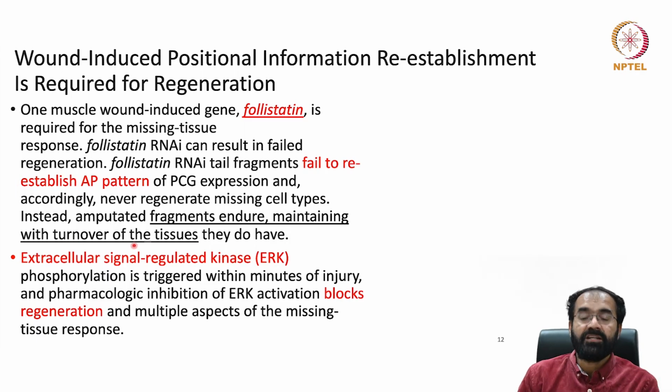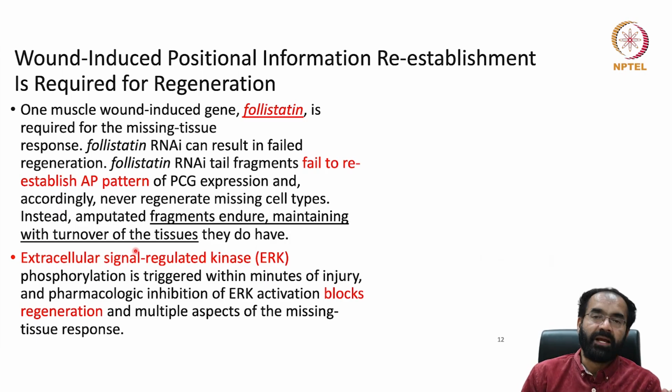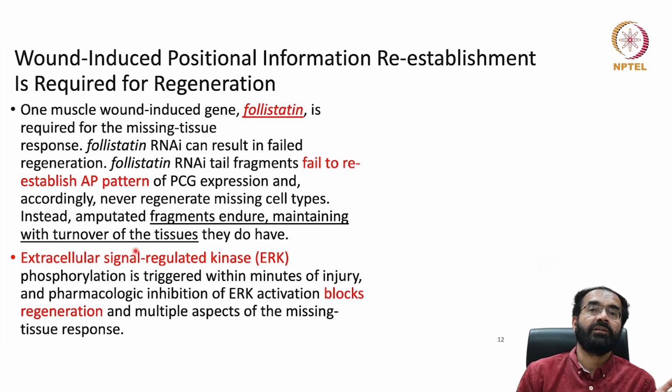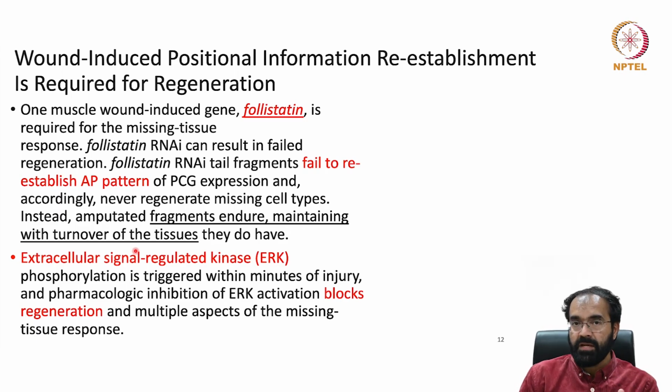Instead, amputated fragments endure, maintaining with turnover the tissues they do have for some time, because the animal has to eat. If the pharynx is gone, if the brain is gone, it will not be able to make a living. But the existing pattern is restored. Means follistatin is not needed for running the show or maintaining as it is, but it is needed for regeneration to happen in planaria.